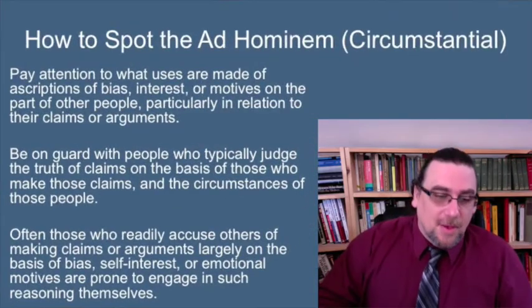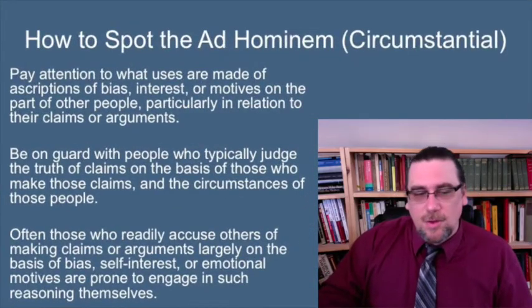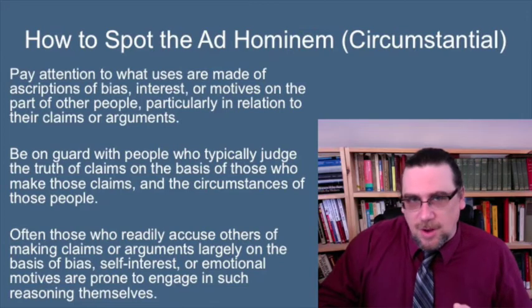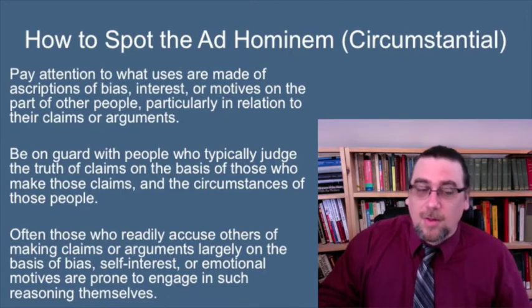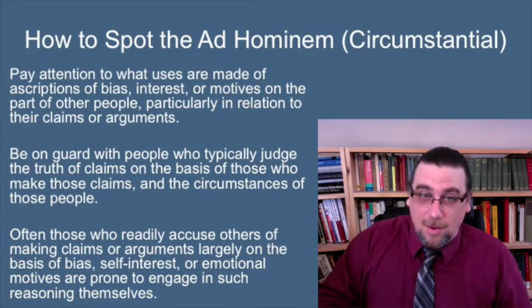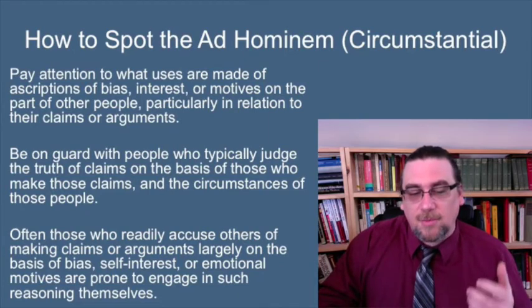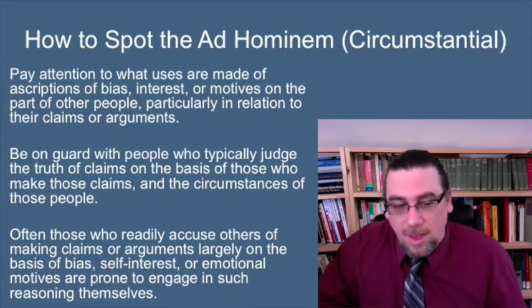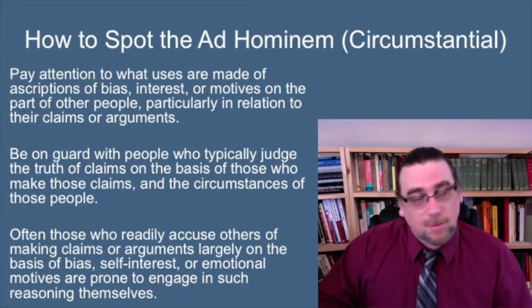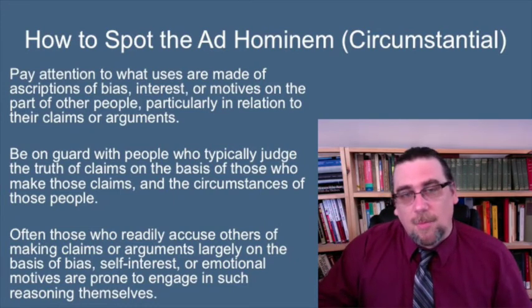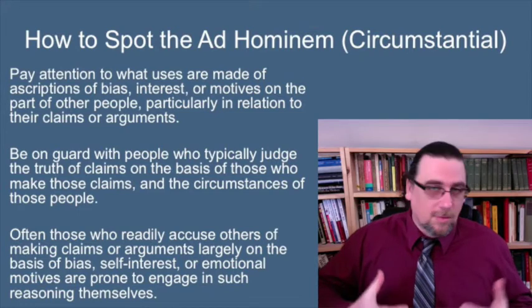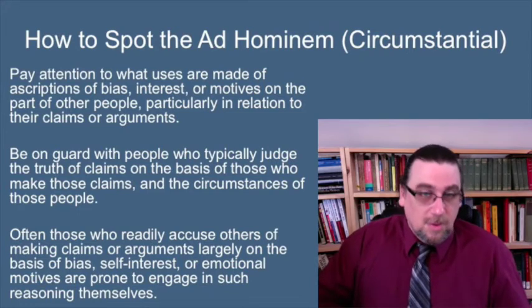How do you spot this? Well, pay attention to the uses that are made of ascriptions to other people of bias, interest, or motives, particularly in relation to their claims and arguments. You want to be on guard about that. Pay attention to people who typically judge the truth of claims on the basis of those who make those claims and the circumstances of those people. People who do that are much more likely to fall into this fallacy. So you should be on guard for that.